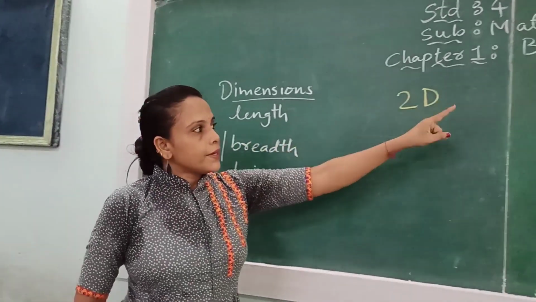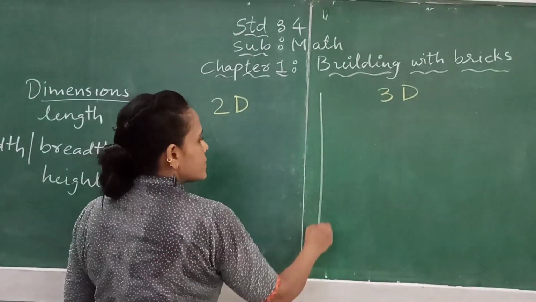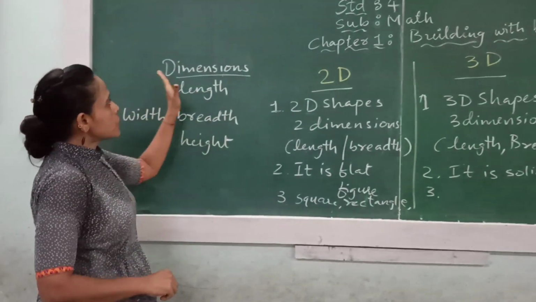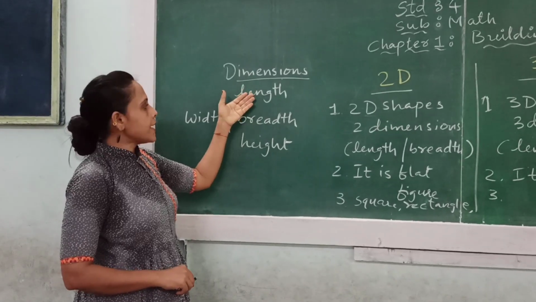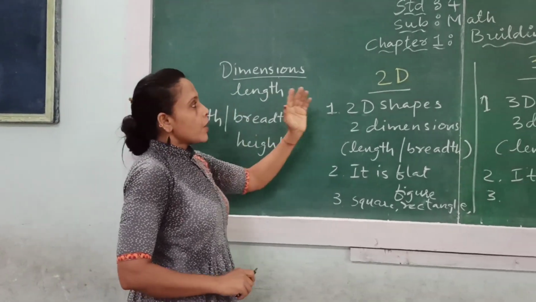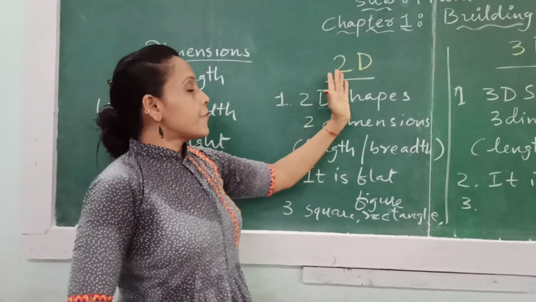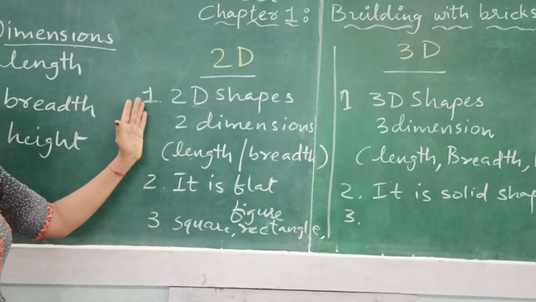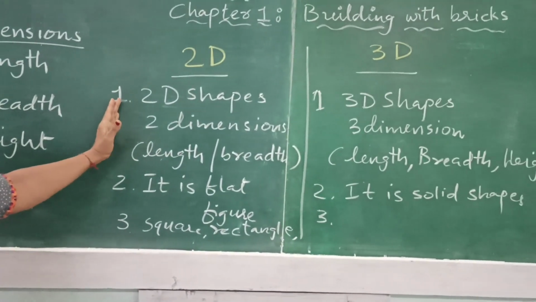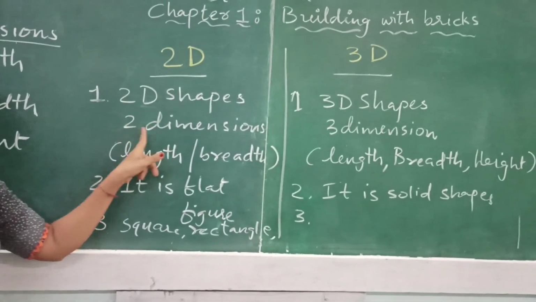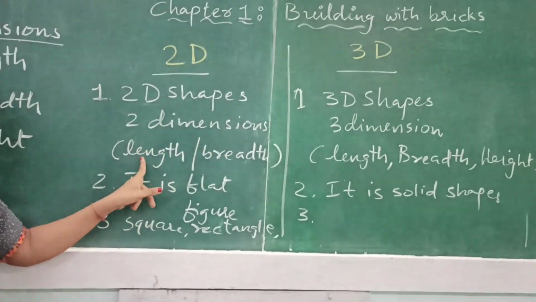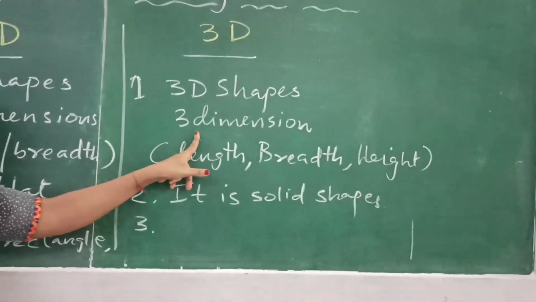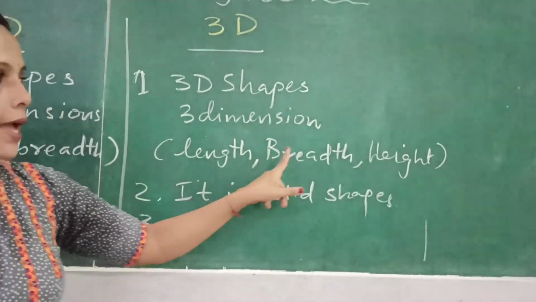And 2D and 3D difference we'll study now. Just look at the board. Okay, so you have understood what dimensions are. Dimensions are length, breadth or width, and height. Now let us first understand the difference between 2D and 3D. The first point is, 2D shapes have 2 dimensions, and these dimensions are length and breadth. But 3D shapes have 3 dimensions: length, breadth and height.